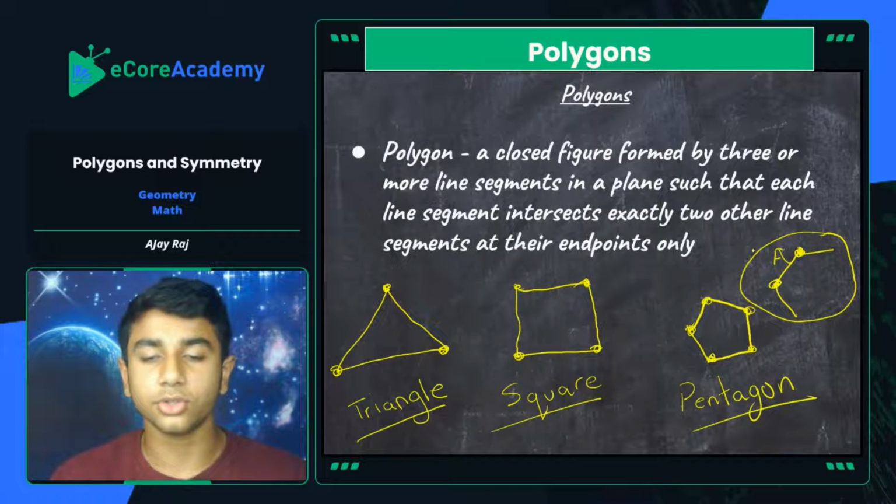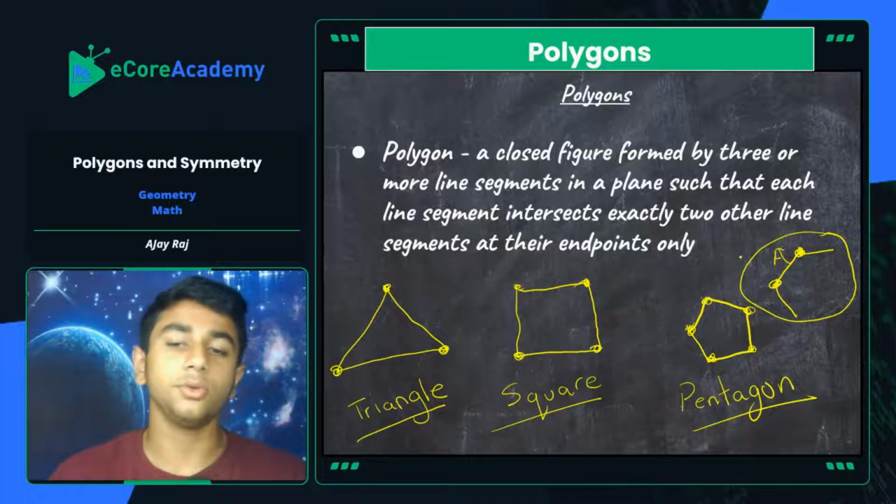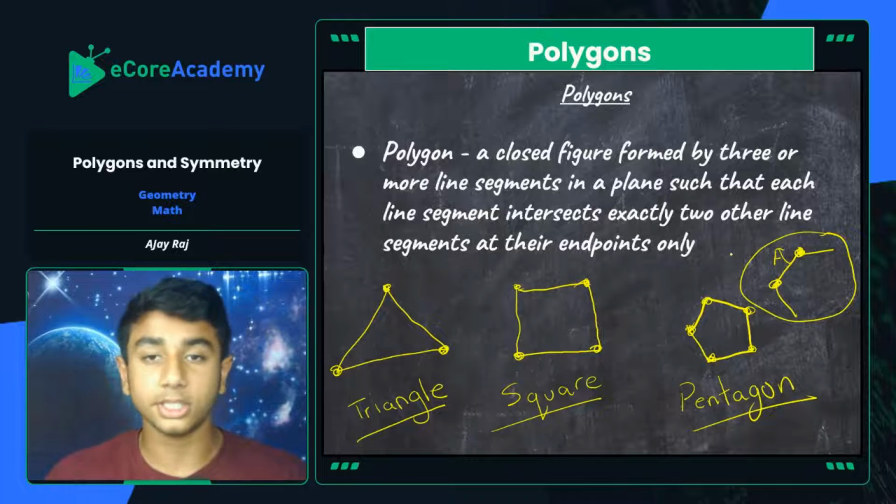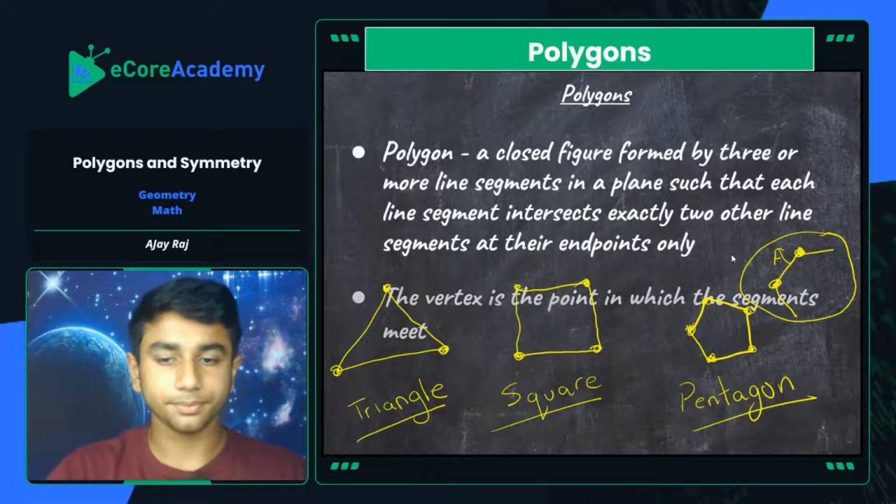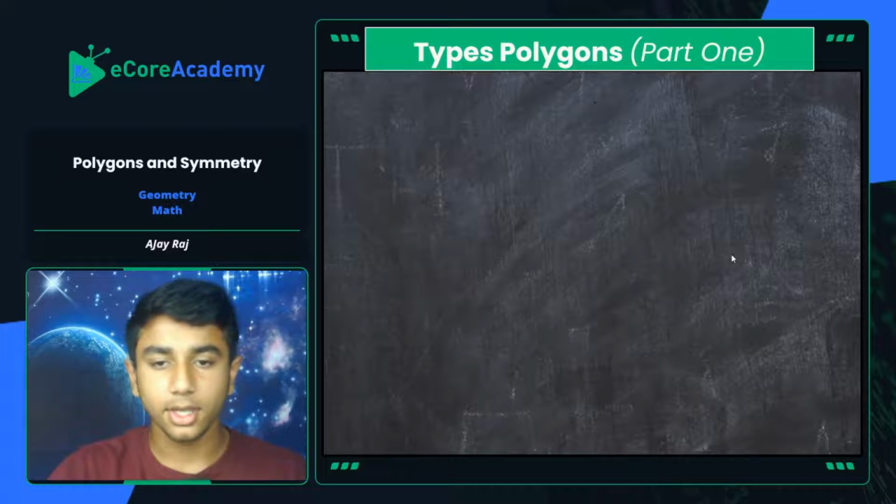So that's also a very common point. It's where two line segments meet. It's a common point where two line segments meet, and that is your vertex. And vertices is the plural form of vertex. All right, let's move on. And like I said, the vertex is the point in which the segments meet.